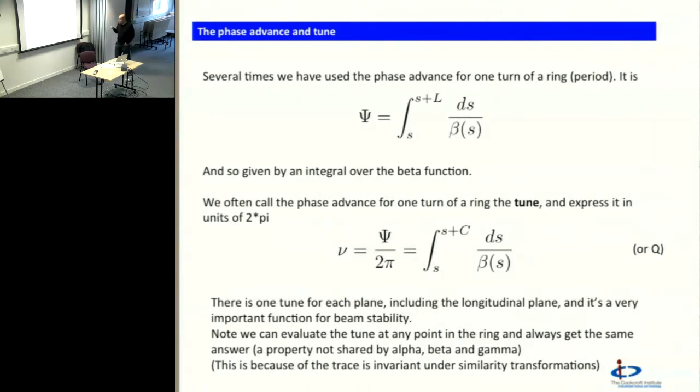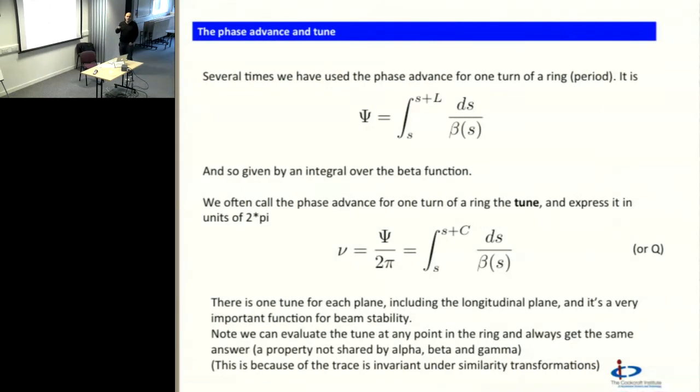It's given by that. So if I know beta is a function of S, I integrate 1 over beta over 1 symmetry length. So it's an integral over 1 over the beta function. We give a special name to the phase advance for one turn of an accelerator. It's called the tune of the accelerator. So we call the phase advance for one turn of the ring the tune. And that's a really, really important quantity.